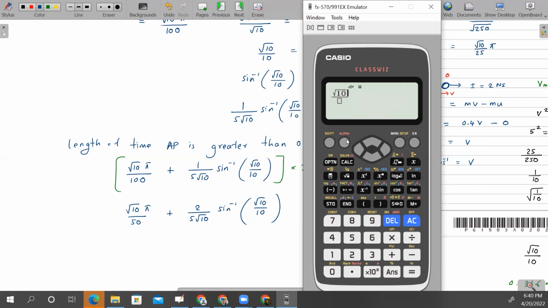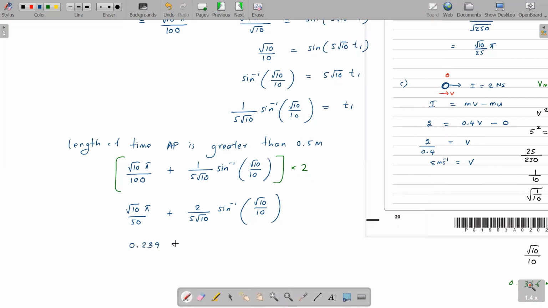Root 10, pi over 50, 2 over 5 root 10, sine inverse, 0.2393, yeah, 0.239. So this is the answer.